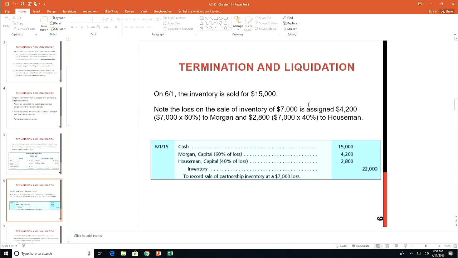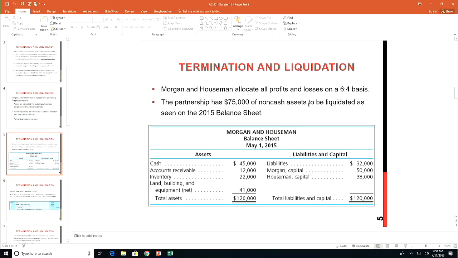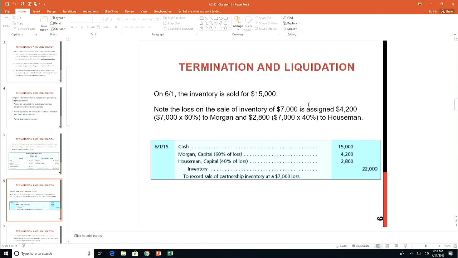First, inventory. They sold the inventory for $15,000. Everyone please pay your attention. How much was the inventory? Look at the board or your computer. How much was the inventory value? Inventory $22,000. They sold it for how much? 15. So are they making a gain or loss?